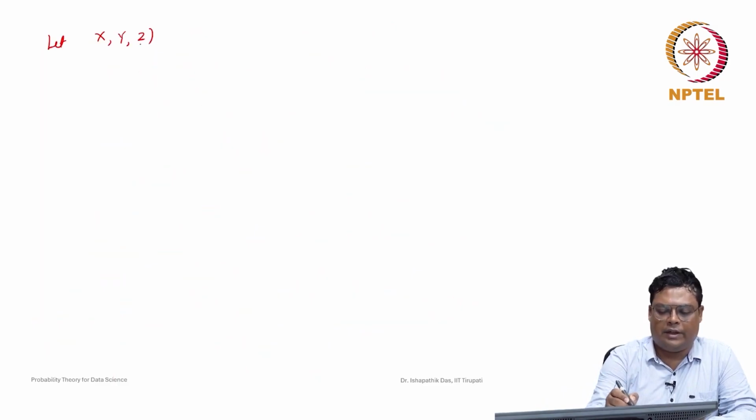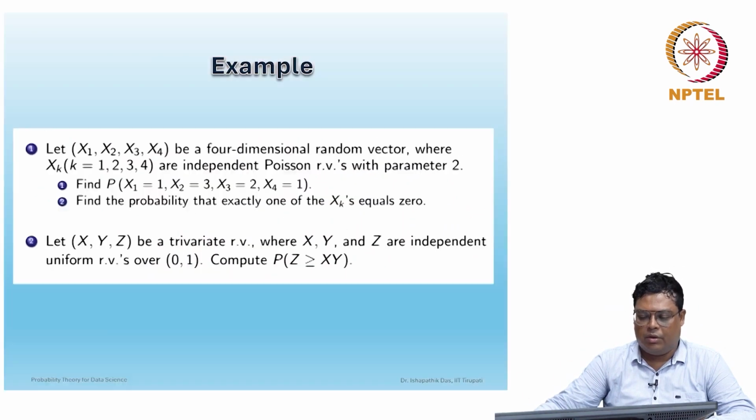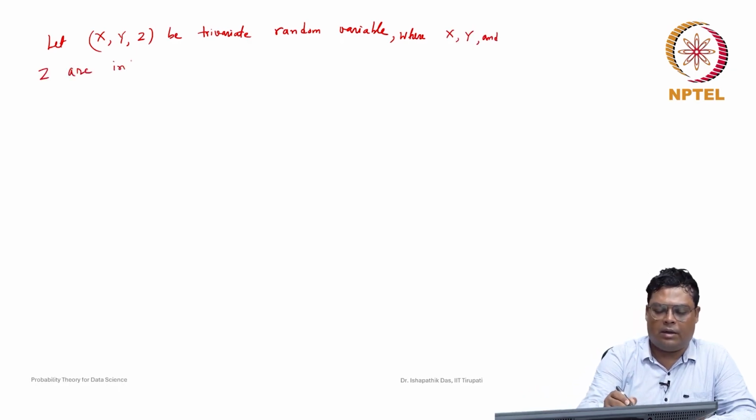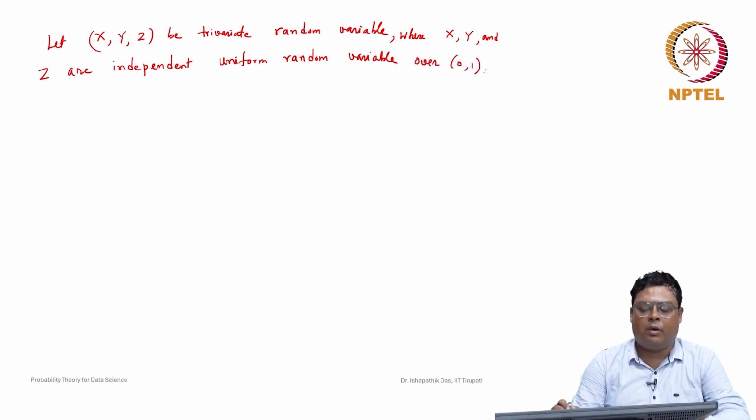Let x, y and z be a trivariate random variable, and it is given that they are independent, where x, y and z are independent uniform random variables over 0, 1. So, uniform random variables over 0, 1.